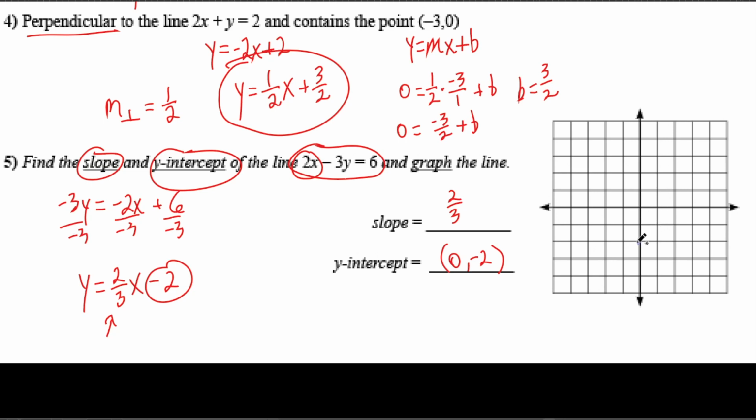So what does that mean? It means it crosses right there. The slope is 2/3. Rise over run. We did that in the very first problem on this quiz. So we rise, 1, 2. We run, 1, 2, 3, right there. And then we just connect them like that and extend them.